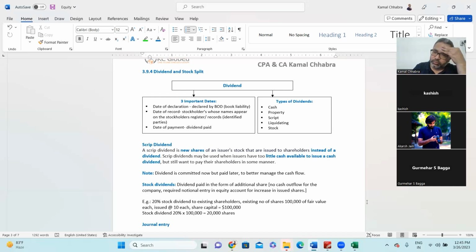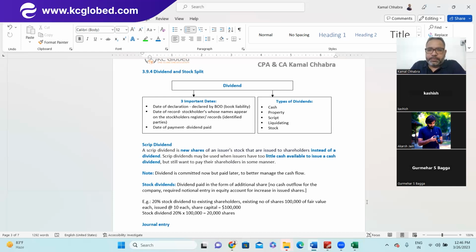Now let's understand the types of dividend. Let's come back to what Gurmeer has just shared. When you are paying the dividend, at that point of time, you'll be releasing the dividend payable. So you'll be debiting the dividend payable and crediting the cash. So you're reducing the cash balance because you are paying the cash to the stockholders, right? So the left hand side is clear: important dates and the journal entries on those dates.